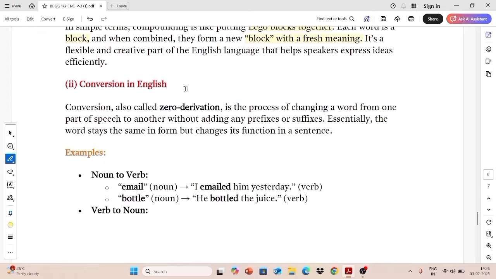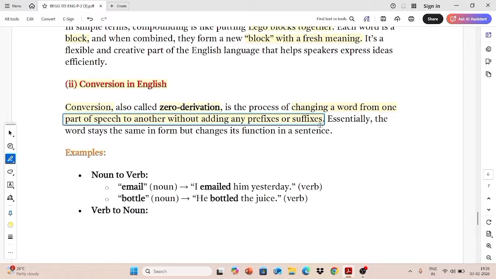So next we'll be understanding about conversion in English. What is conversion? Conversion is also called zero derivation. Remember, in your examination, instead of asking you about conversion, they may also ask you to explain zero derivation. So remember this, conversion and zero derivation mean the same. Zero derivation or conversion is the process of changing a word from one part of speech to another without adding any prefixes or suffixes. Remember, prefixes are affixes that come before the word. Suffixes are the affixes that come after the word.